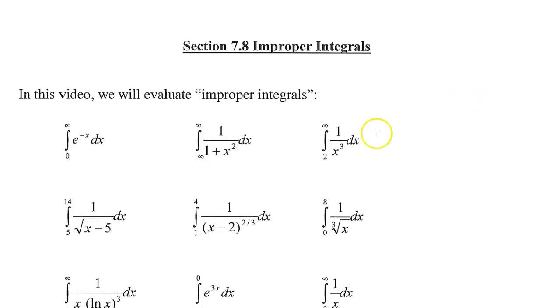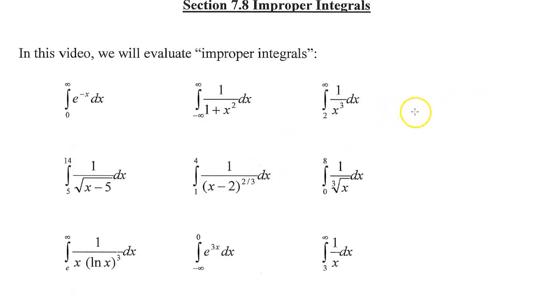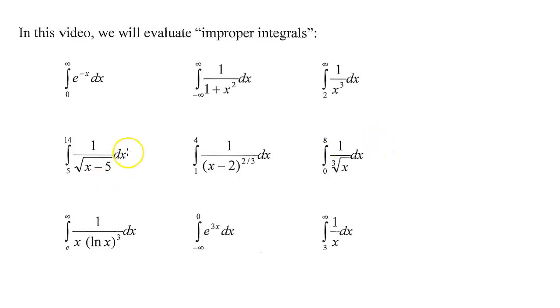In this video, we're going to talk about improper integrals. Improper integrals are integrals like these. Notice that in this first example we're integrating not from some number to another number, like the integral from 3 to 7 of e to the negative x dx. We're integrating from 0 to infinity.